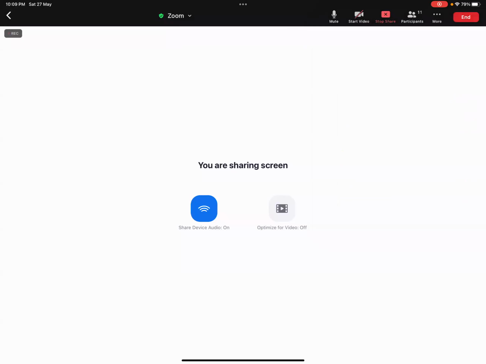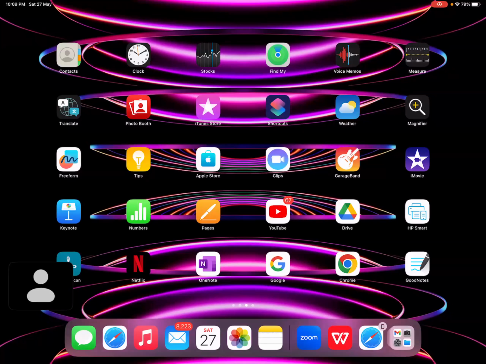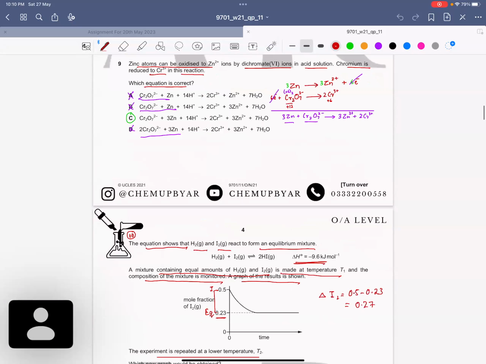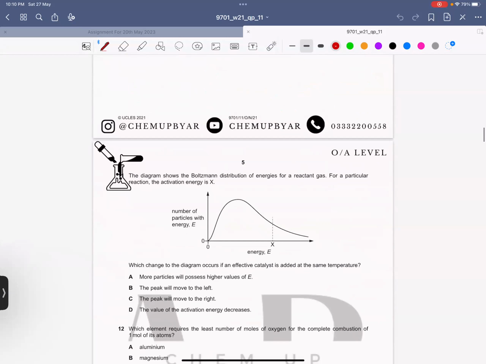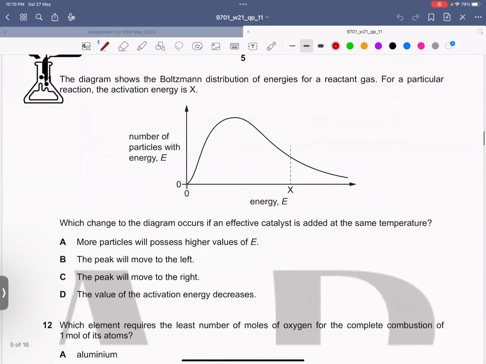Okay, so we were doing October, November 21, paper 1-1, and we have completed till question number 10. Now we have question number 11.